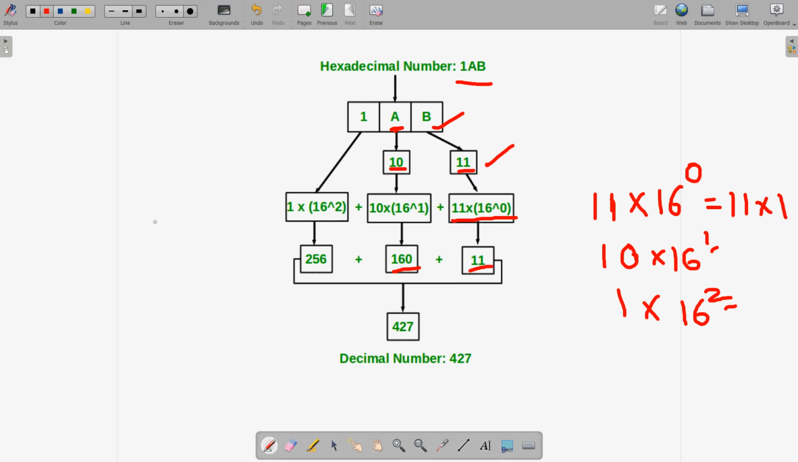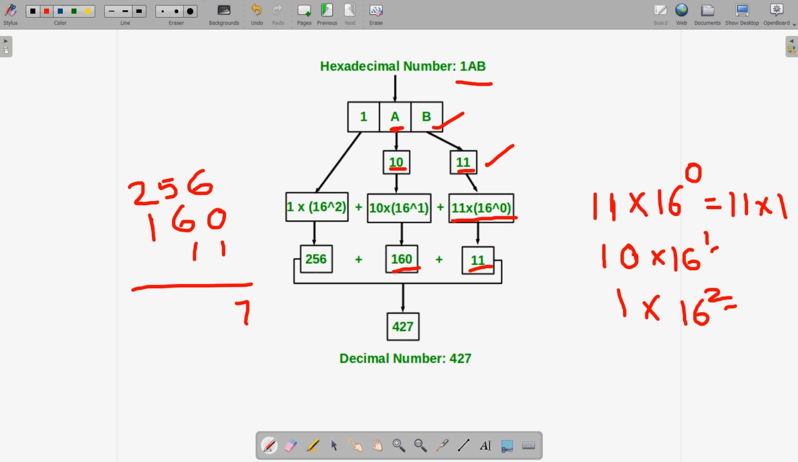So what we have done, we have converted all the alphabets into decimal values. Then we are going to add this. So 256 plus 160 plus 11. So add this and get the answer. It is very easy. 6 plus 1, 7.